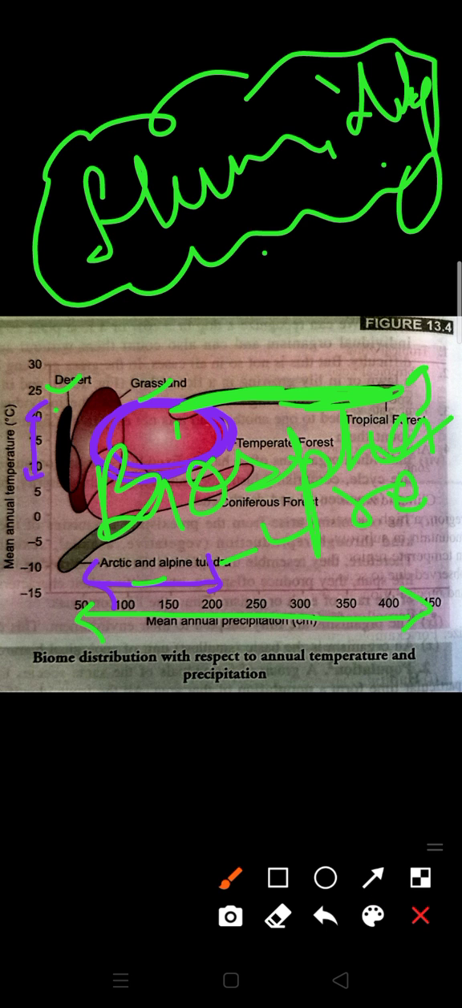So I hope this graph is clear, and we had already discussed all the types of habitats and all the types of things earlier. We will do the next portion in our next video.